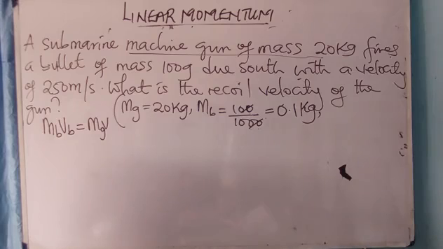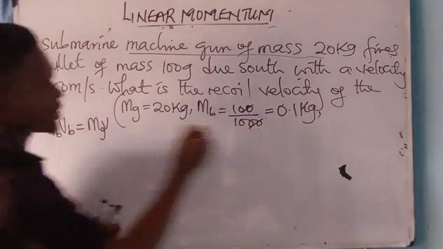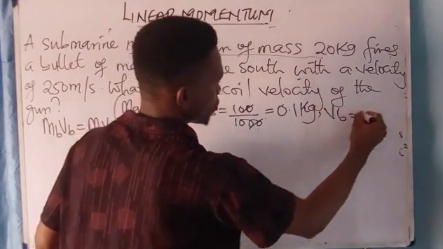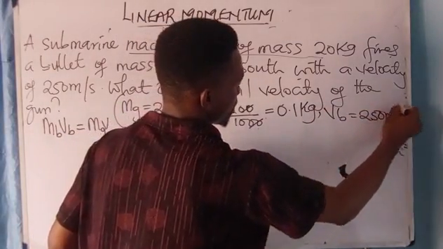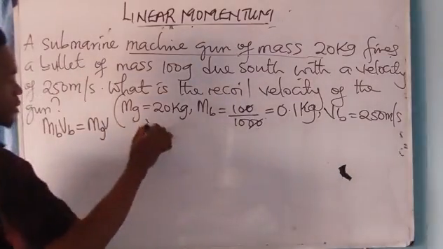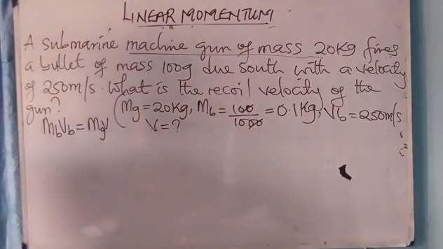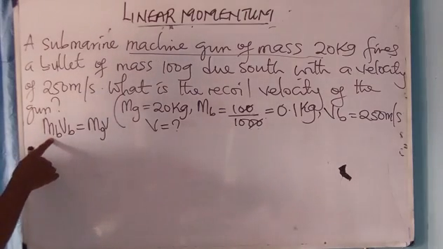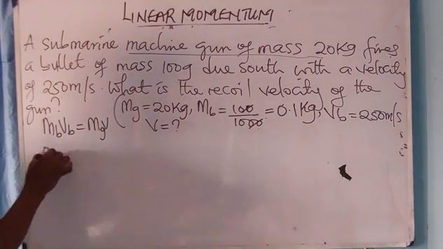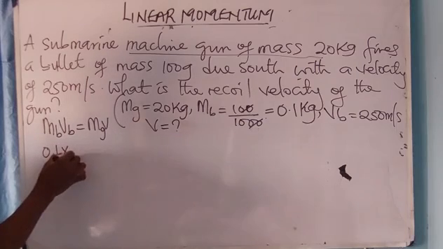Due south. The velocity of the bullet now is vb equal to 250 meter per second. So we are calculating for V, the velocity of the gun. So mb is 0.1 times the velocity of the bullet.